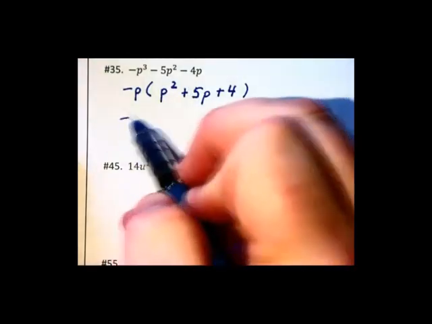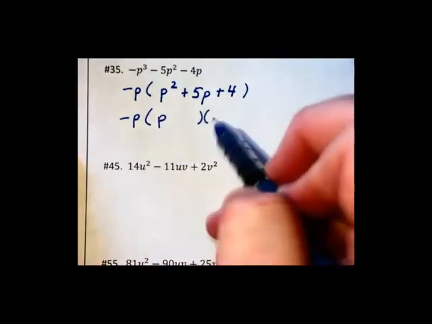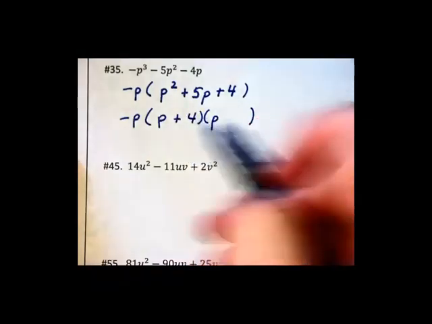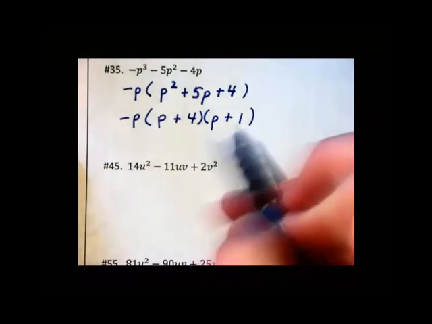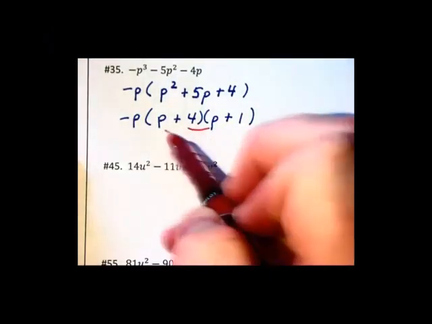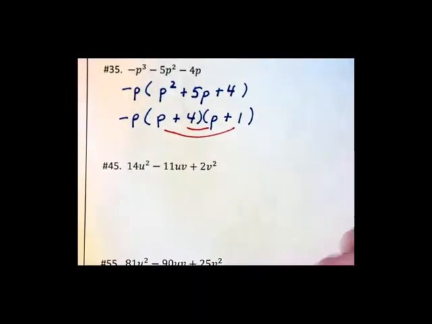Out in front we're going to have a negative p, and then inside p times p will create that p squared, and 1 times 4, or 4 times 1, will create the 4 at the end, and the 4p and the 1p will add up to the 5p, checking that inner and outer. If you want to draw those little loops there, you can. Okay, next problem.